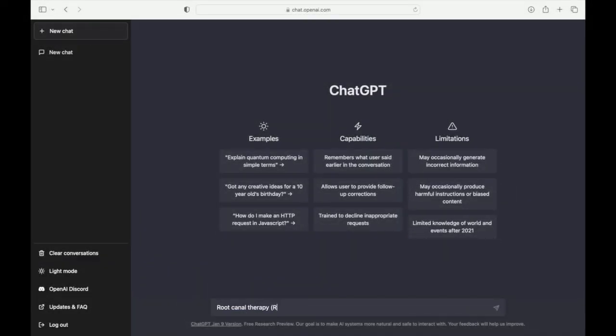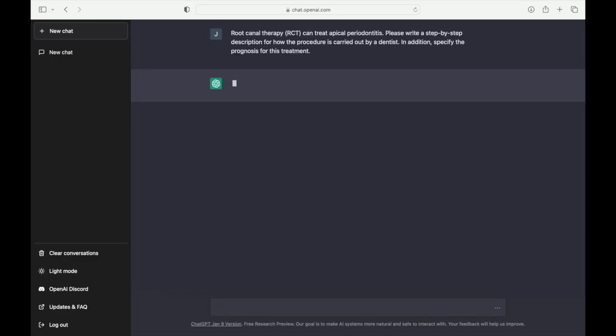Root canal therapy, RCT, can treat apical periodontitis. Please write a step-by-step description for how the procedure is carried out by a dentist. And let's add something else as well. In addition, specify the prognosis for this treatment. There we go. All right, let's see what it comes up with.